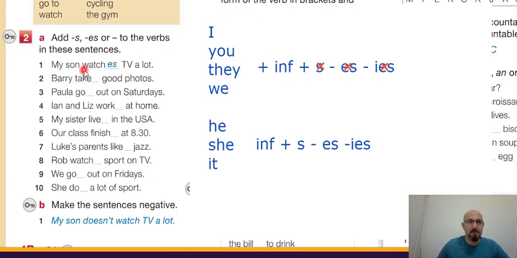Okay, so let's look here again. We say my son watches. My son will be what? He. So after he, we'll use S, ES, IES. Why do we use ES here? Because after the verb, if the verb ends with CH, SH, S, X, Z, we add ES. Barry, take. What do we add? Barry is he. So we will add S, takes.